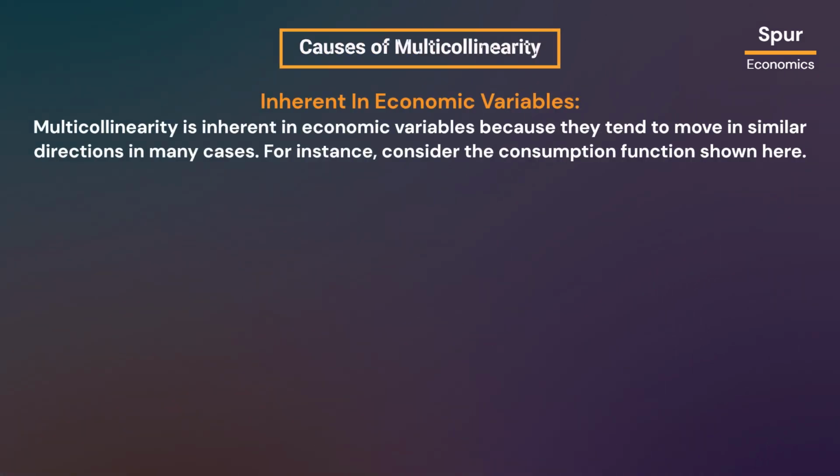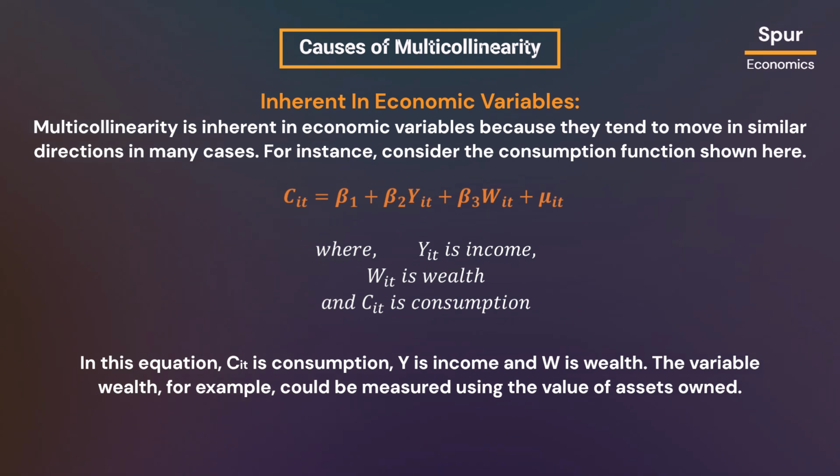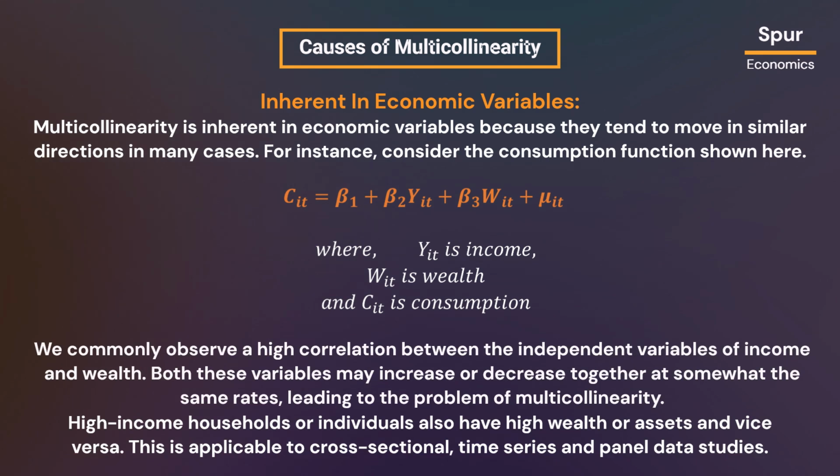Multicollinearity is inherent in economic variables because they tend to move in similar directions in many cases. For instance, consider the consumption function shown here. In this equation, C_t is consumption, Y is income, and W is wealth. The variable wealth, for example, could be measured using the value of assets owned. We commonly observe a high correlation between the independent variables of income and wealth.